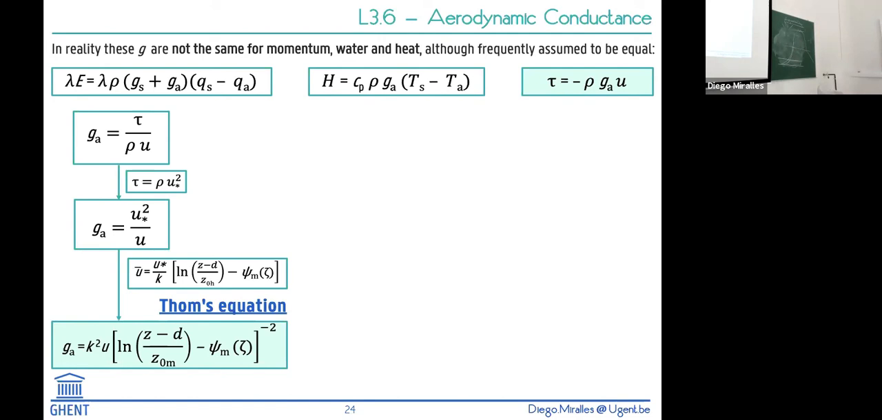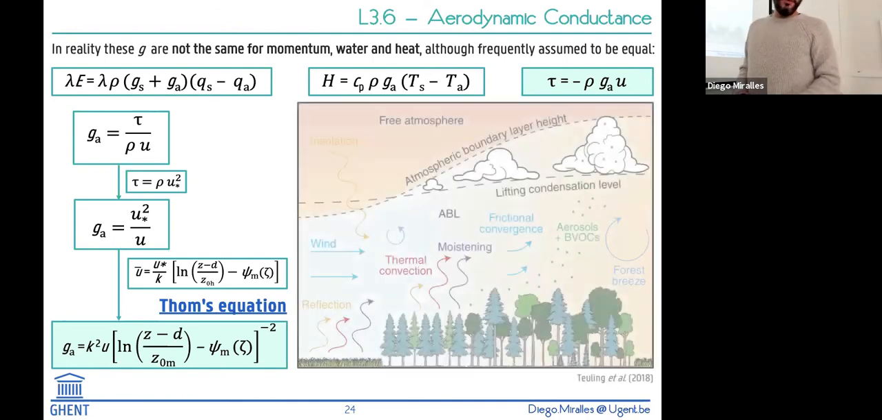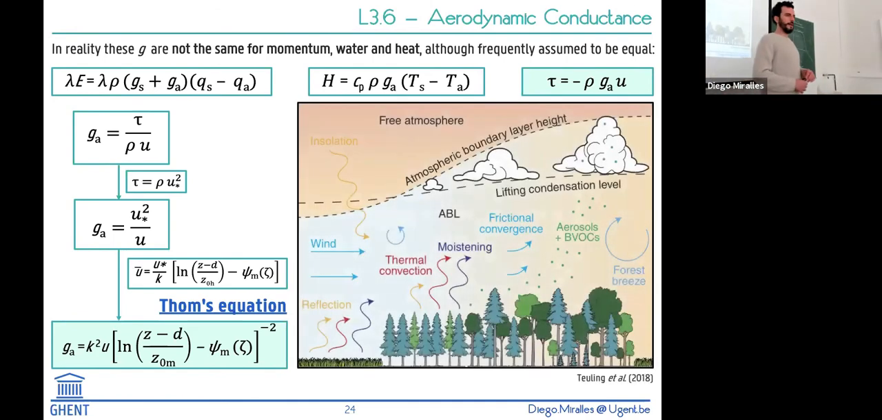And you can see here again the correction for the stability, and you can see essentially the logarithmic wind profile in there. Okay, so that is the normal formulation for aerodynamic conductance.